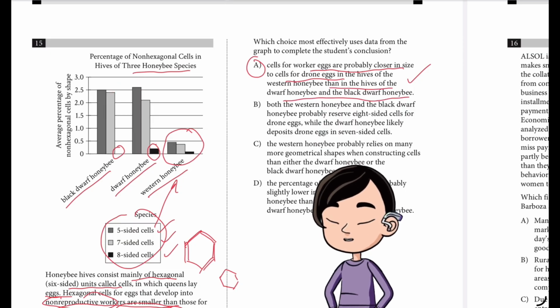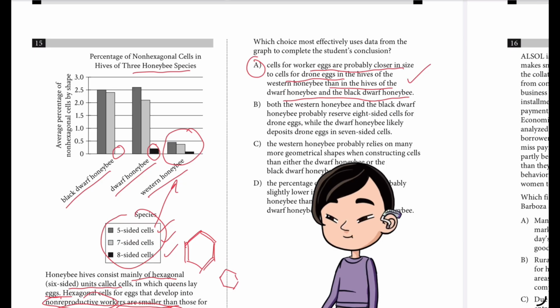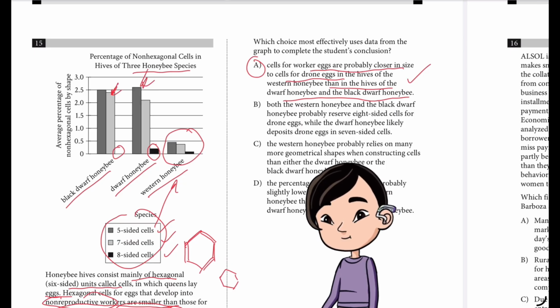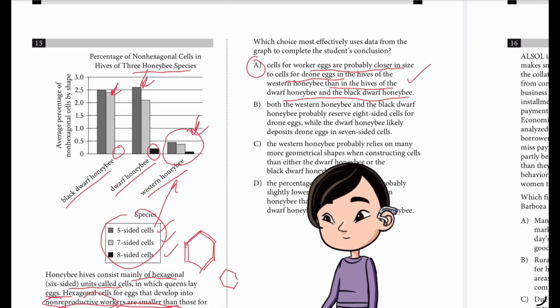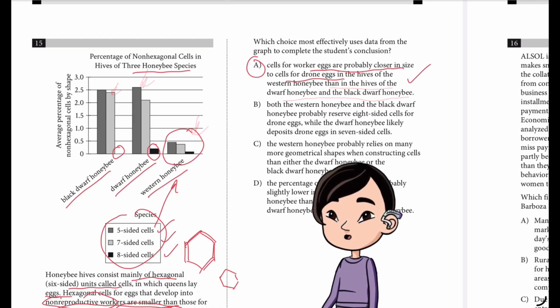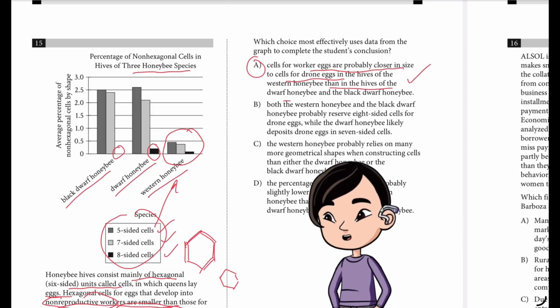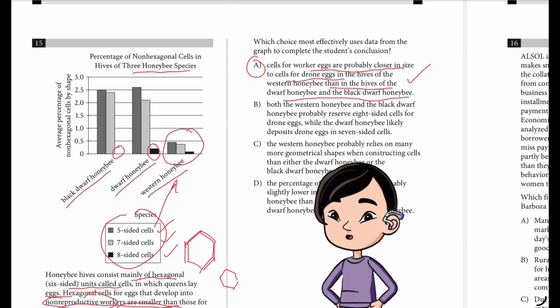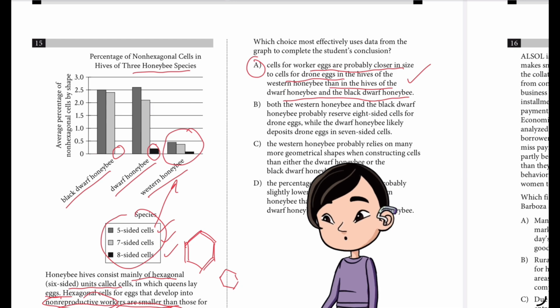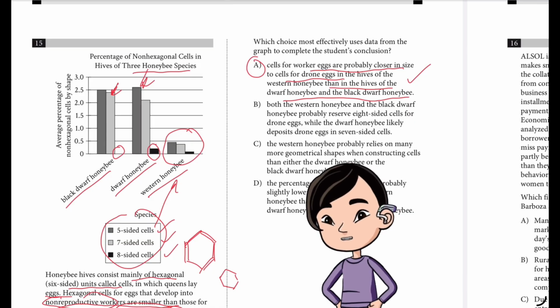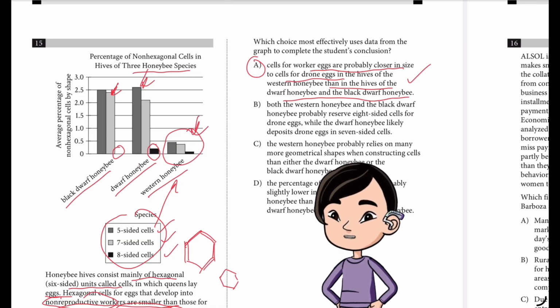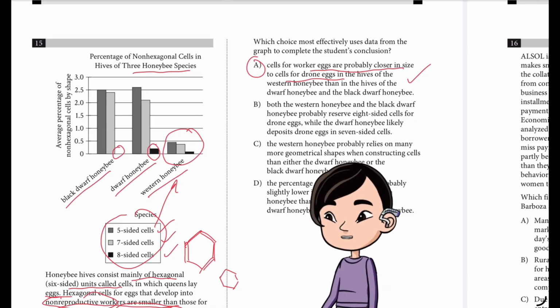Choice D is incorrect. As the text explains, honeybee hives consist mainly of hexagonal cells, and sections of non-hexagonal cells are used to connect sections of hexagonal cells of different sizes. Since the graph indicates that the percentage of non-hexagonal cells is lower for the western honeybee than it is for the dwarf honeybee or black dwarf honeybee, the western honeybee would conversely have a higher percentage of hexagonal cells than either the dwarf honeybee or black dwarf honeybee does, not a lower percentage.